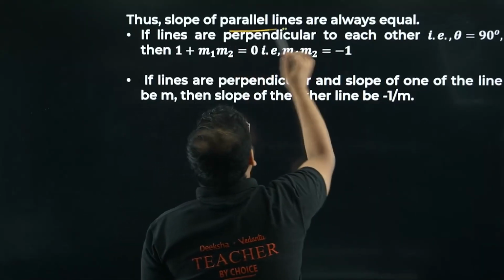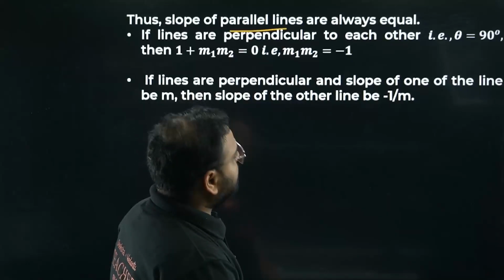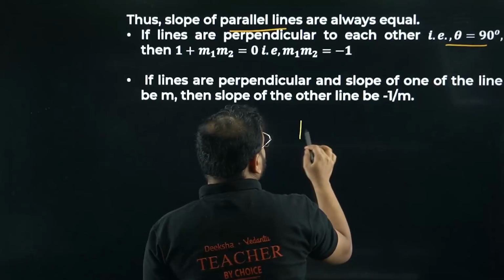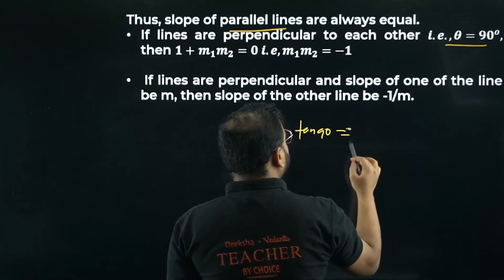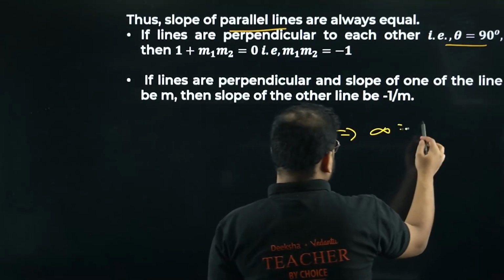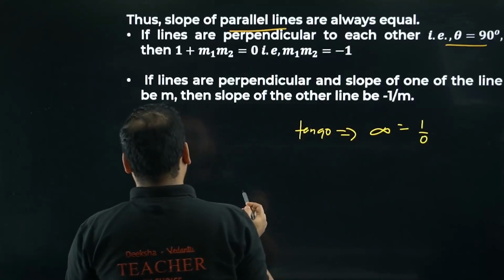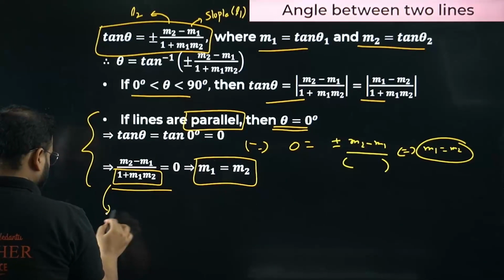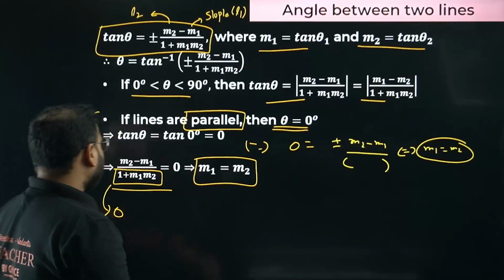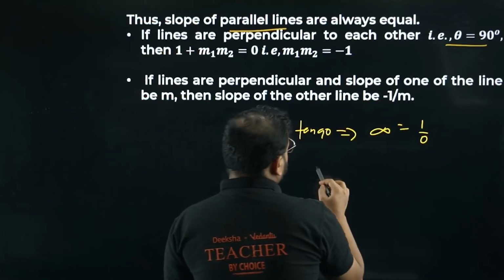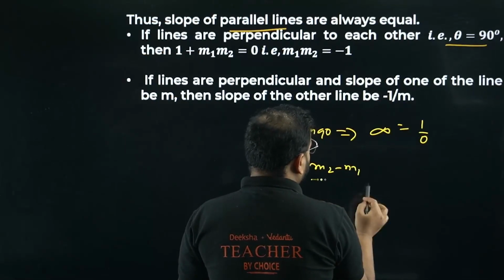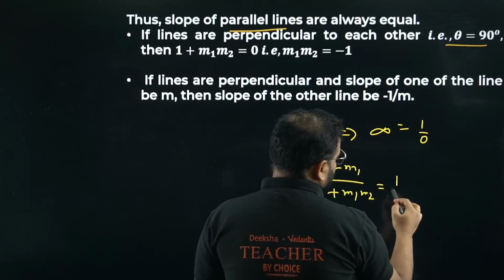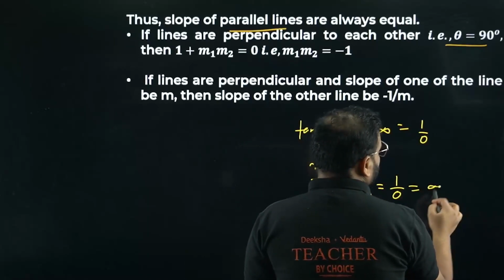Already said that. If the lines are perpendicular to each other, then the angle is going to be 90 degrees. What will happen in that case? Tan 90 will become undefined, basically 1 upon 0. So check this part over here, this part will become 0. How can this fraction, (m2 minus m1) upon (1 plus m1 m2), be equal to this? Basically undefined.